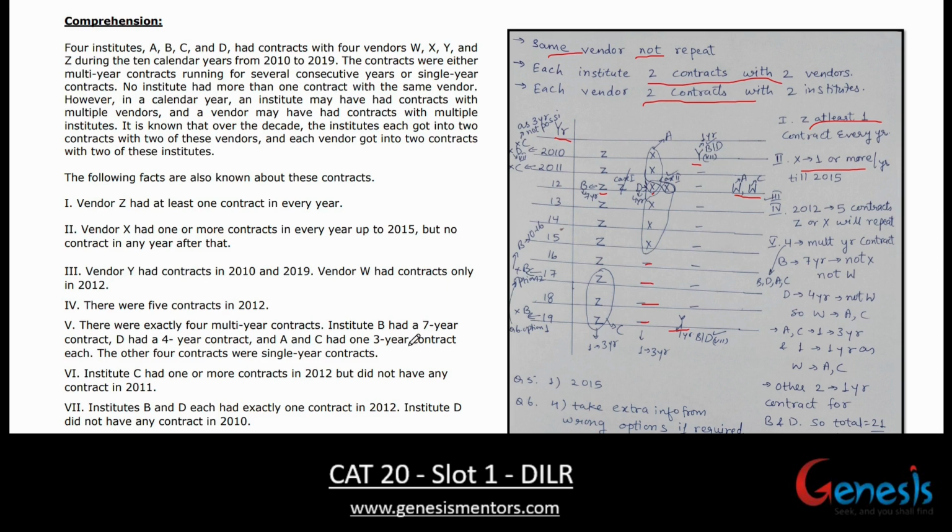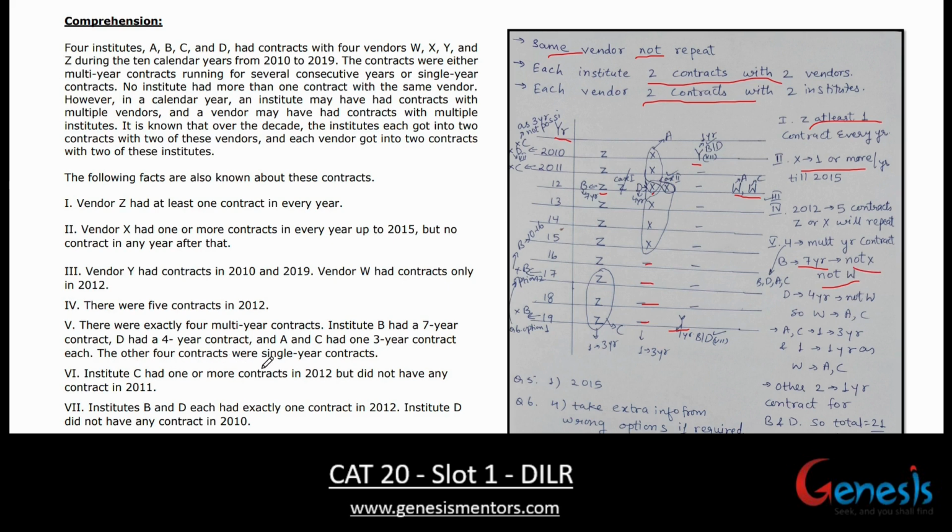Institute B had a 7-year contract, D had a 4-year contract, and A and C had one 3-year contract each, right? So here, out of the 4 multi-year contracts, B's 7-year is one, right? And W is in 2012 only, so definitely that is not W, right? And X is for 6 years only. If continuous, that is also not X, right?